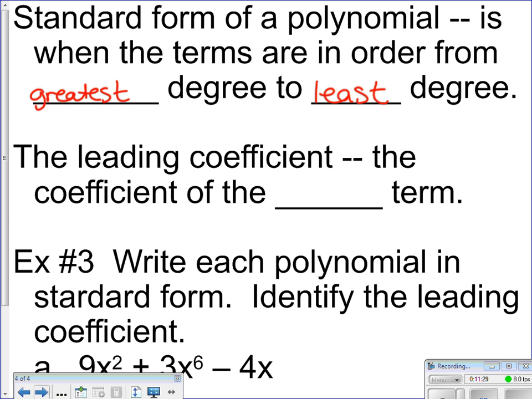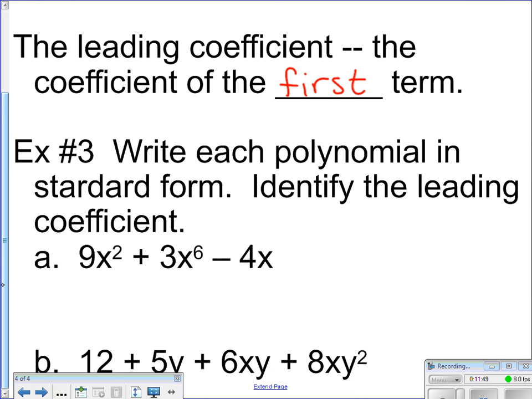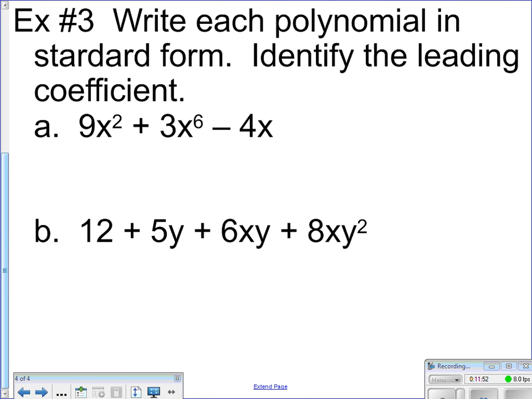Now a leading coefficient is the coefficient of the first term. Whichever term is in the front, when it's in standard form, that number in front of the variable is called the leading coefficient because it's the first thing, it's the leader. Now down here are 2 examples. And what we want to do is reorder the terms and put this in standard form by degree.